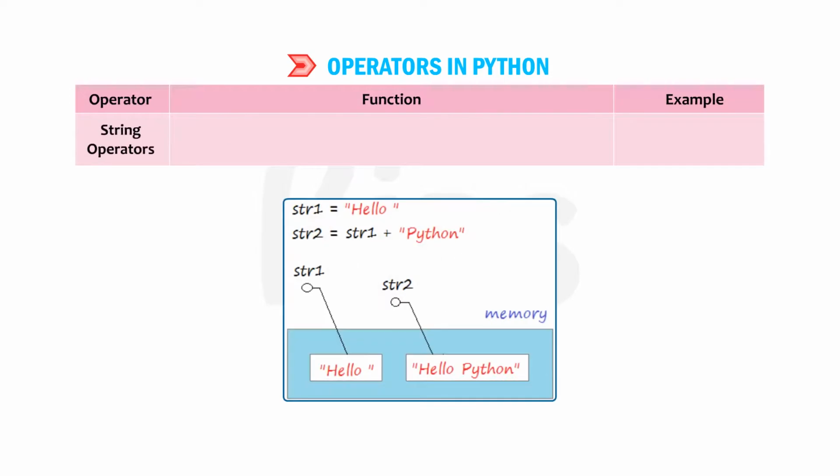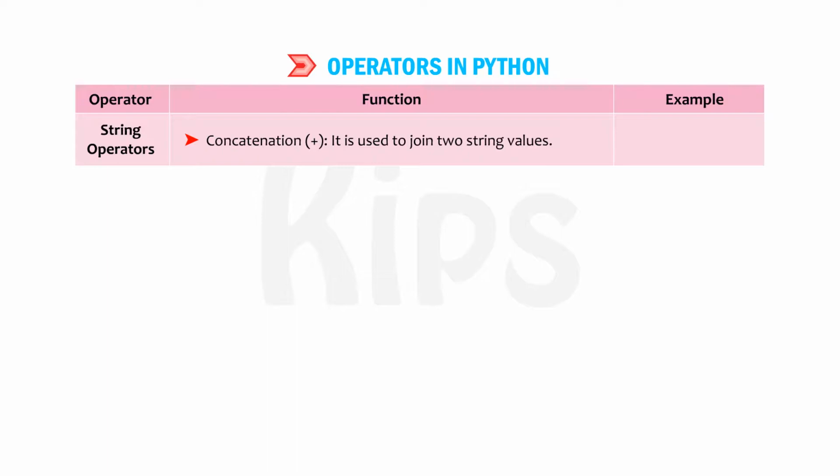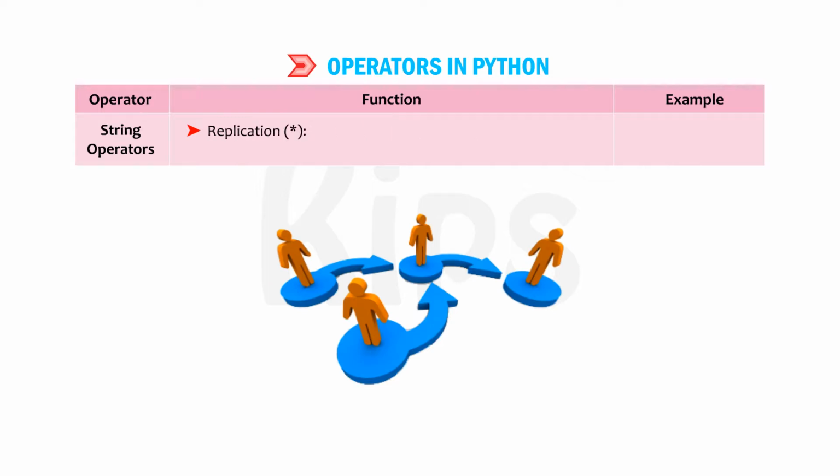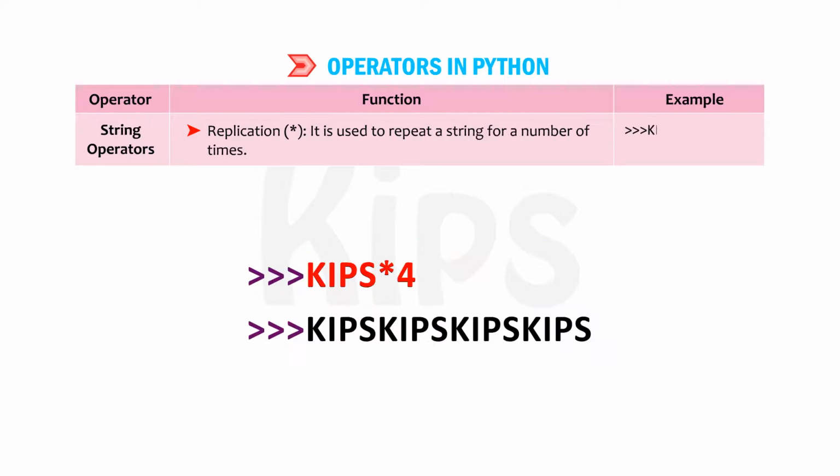Operator: string operators. Function: string operators work on the string values. These operators are of two types. Concatenation, plus. It is used to join two string values. Example, KIPS plus learning gives KIPS learning. Replication, asterisk. It is used to repeat a string for a number of times. KIPS multiplied by 4 gives KIPS, KIPS, KIPS, KIPS.